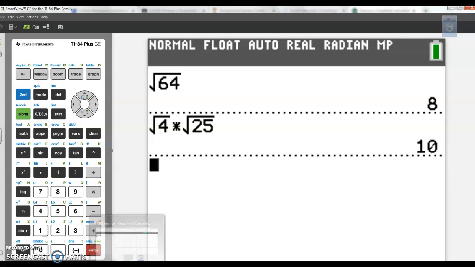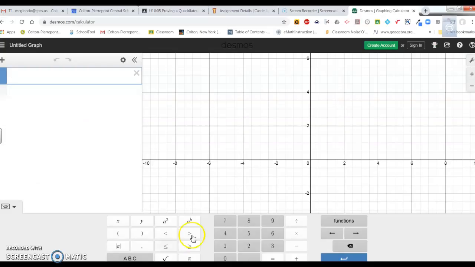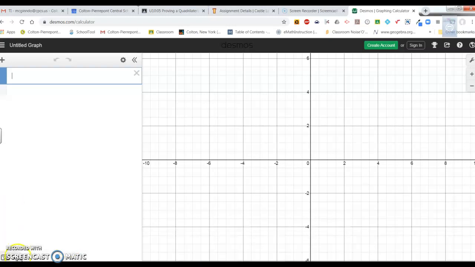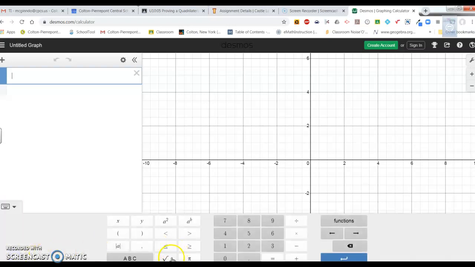Now this also works on Desmos. If you go to the Desmos calculator, if you use the keyboard down here, there's your square root symbol right there. The square root of 4, and then forward arrow, times the square root of 25. You'll see it does equal 10 right there.